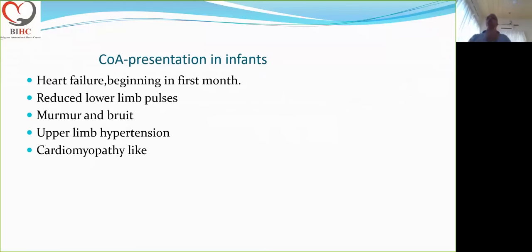Supposing the baby has grown into a few weeks or a few months. They could come with heart failure, reduced lower limb pulses on your routine examination, a murmur and a bruit in the back, upper limb hypertension. And clinically, the baby has gone into heart failure. You think it's a cardiomyopathy, and a casual echo suggests dilated cardiomyopathy. These are also ways in which coarctation can present to you.